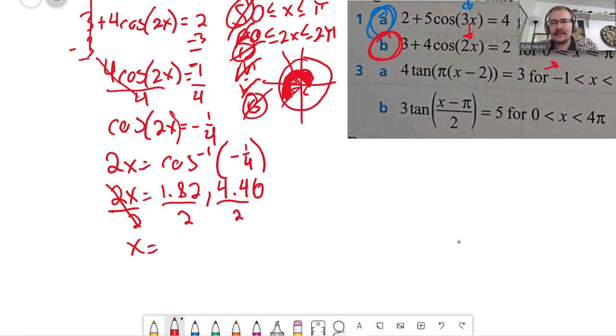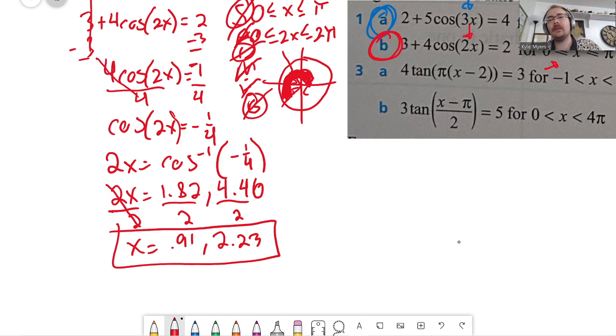That one actually is not too bad. 1.8 is like 18. Half of that would be 9, right? So that's 0.91. Quick maths. And then this is really cool. 4 and 4 and 6 are all even numbers. Just divide each digit by 2, 2.23. Didn't need a calculator for that one. And there are your answers. X is 0.91 and 2.23.